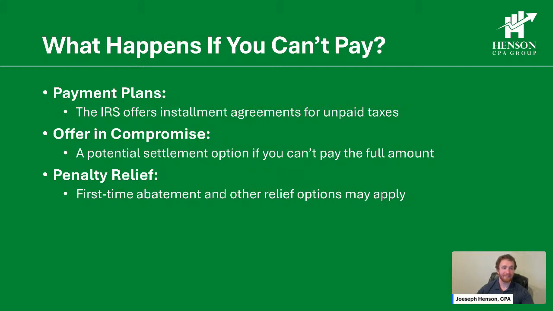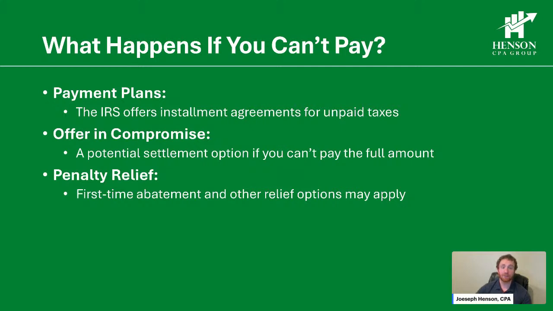What happens if you can't pay? There are payment plans. The IRS offers installment agreements for unpaid taxes. You have a longer term if it's over a certain amount and a short term if it's under a certain amount. The short term is around 180 days you have to pay, but the thing you have to remember about that is that you will still accrue interest and penalties while you're under those installment agreements.